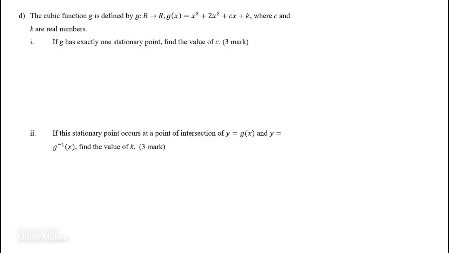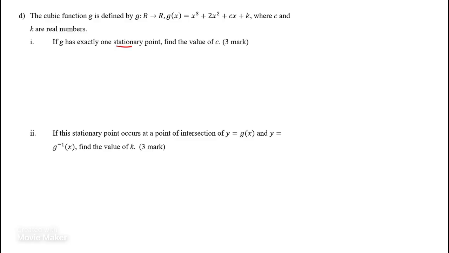So we've got the cubic function g, defined with the domain of all real numbers, where g(x) is equal to x to the power of 3 plus 2x squared plus cx plus k. For part I here, only 30% of people got full marks. So if g has exactly one stationary point, find the value of c.